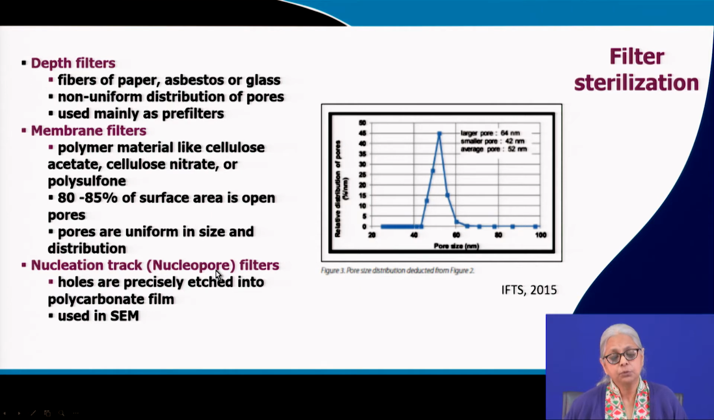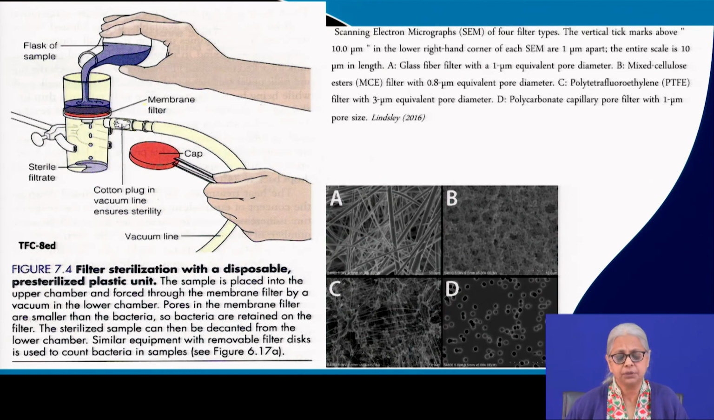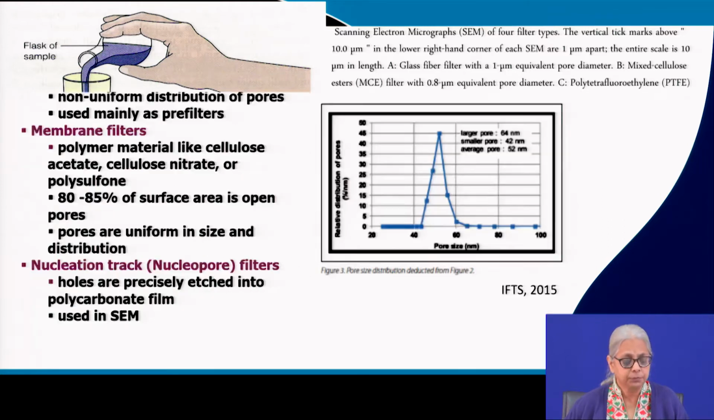And finally, we come to what are called nucleation track filters, and the brand name is nucleopores. These are holes or pores that are precisely etched into the polycarbonate film. So you can see the etching of the pores into the film. It gives you a uniform size distribution of the pores.